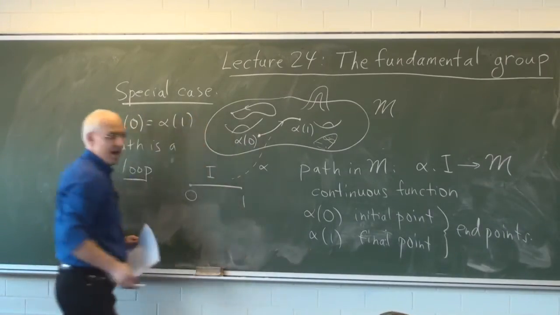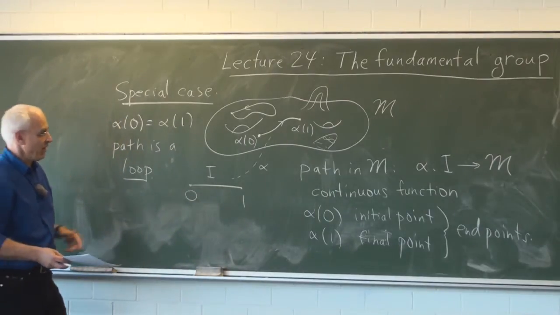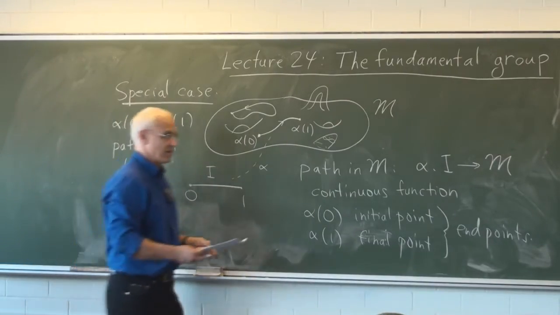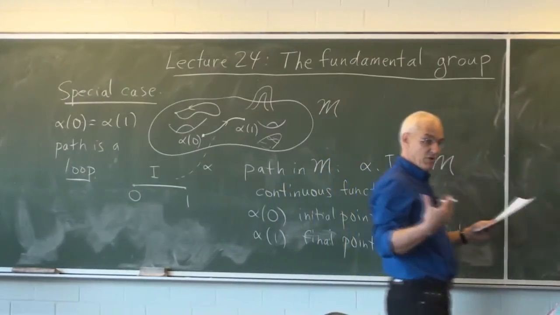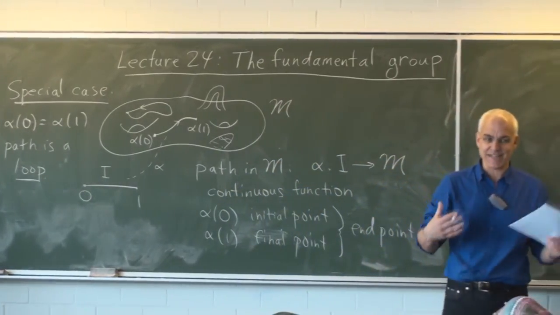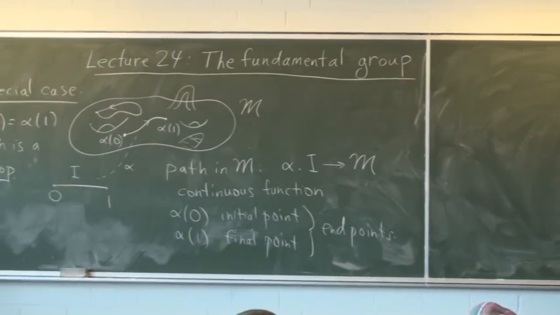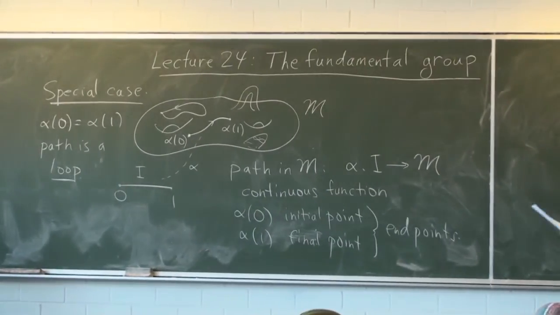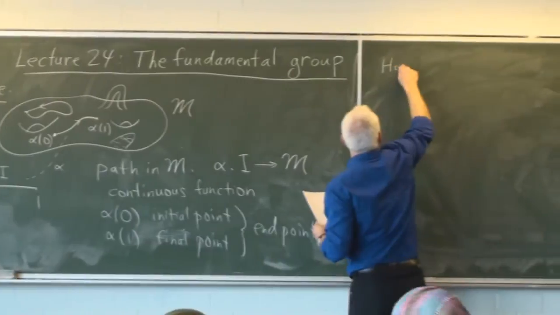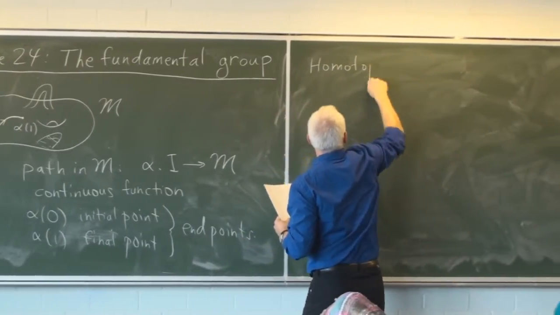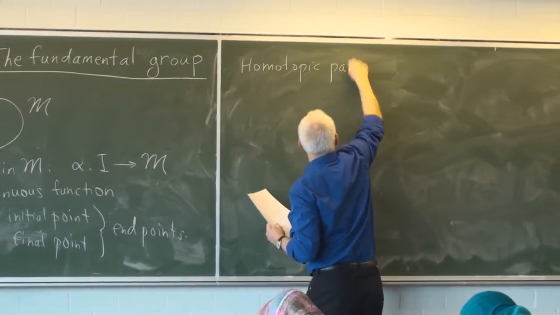Now, of course, there are many paths on a surface. In some sense, there are too many of them to consider separately. So we want to group together paths which are essentially the same. The notion of essentially the same in this context is the notion of homotopic. So that's our next business. What do we mean by homotopic paths?